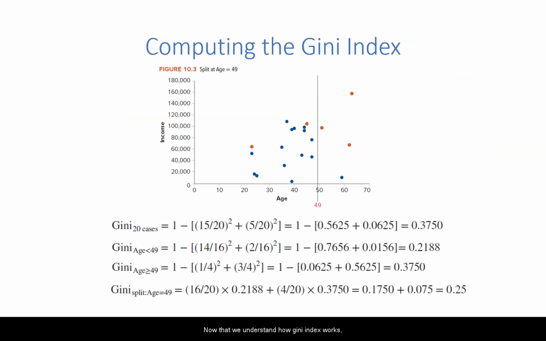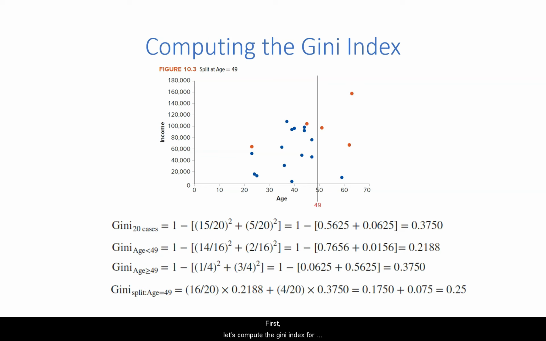Now that we understand how Gini index works, we can use Gini index to measure the purity of the subsets created by splitting the cases in our previous example of 20 bank customers. One of the candidate split points identified earlier is age equal to 49, which is the midpoint between the consecutive values 48 and 50 for age. Let's compute the Gini index related to this split to see if this split would generate purer subsets.